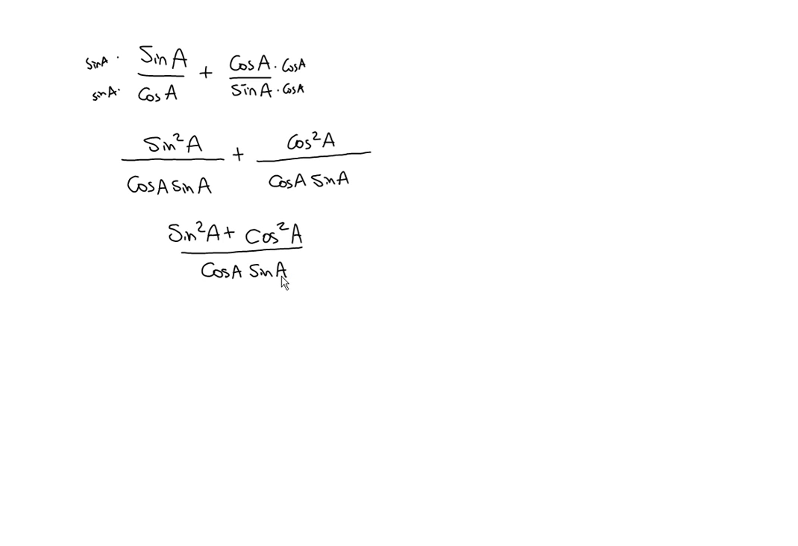Everybody with me so far? What happens to the top now? That's going to equal 1. Becomes 1. Very good. Remember that last entry from the box, guys. Cosine squared plus sine squared equals 1. So this becomes 1 over cosine of A times sine of A.